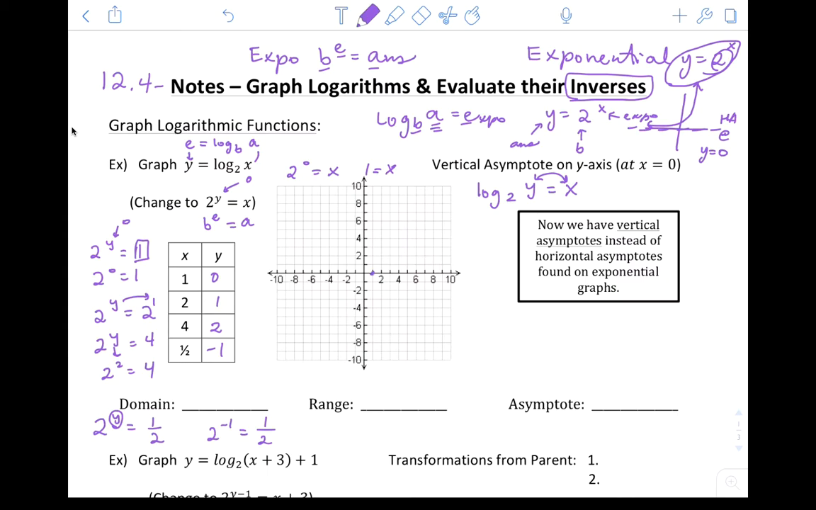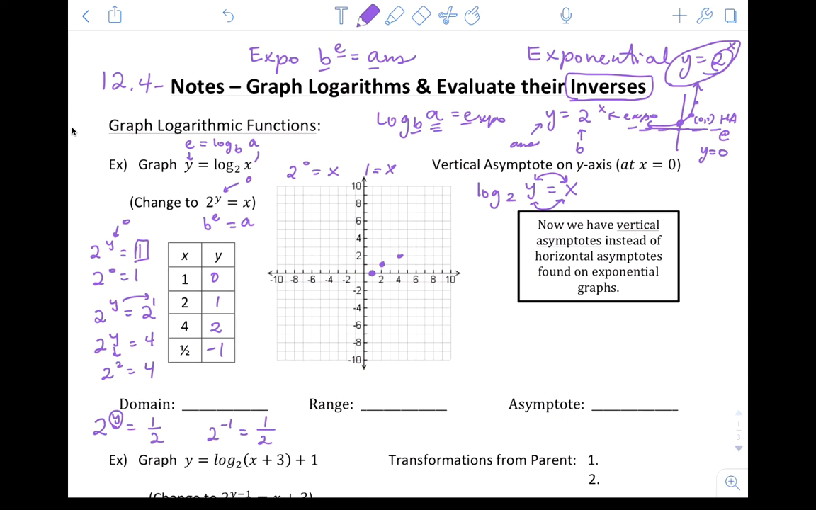I want you to notice our original parent function of an exponent went through (0, 1). For a logarithm, it goes through (1, 0). Again, they're inverses. You switch the x and the y. (2, 1) was (1, 2). (4, 2) was (2, 4).